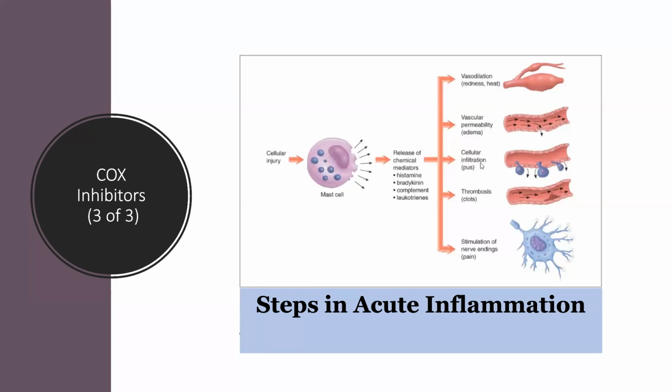Then cellular infiltration occurs and the pus will be formed. Thrombosis will occur, and the clots will be formed. And the stimulation of the nerve endings will cause the pain. So whenever you hurt anywhere, all these steps go because of the release of these chemical mediators.